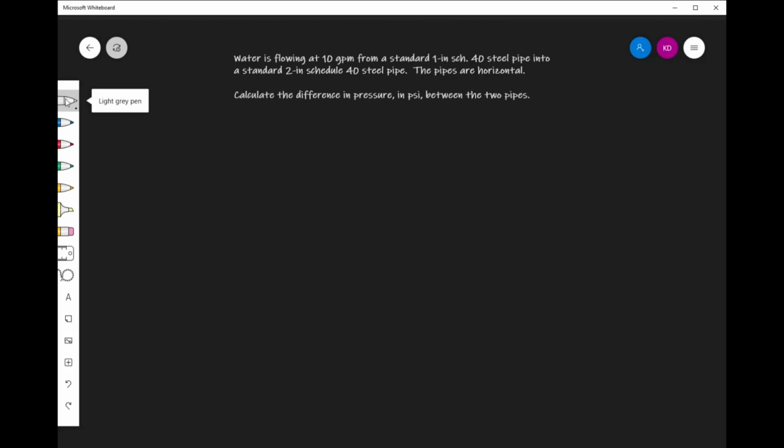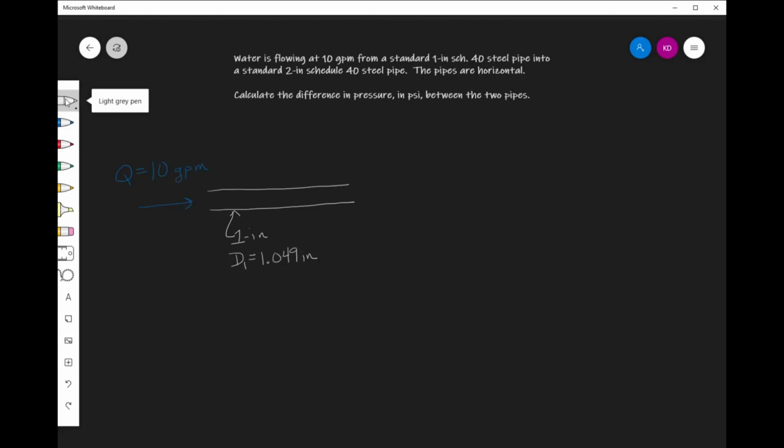So we have two horizontal pipes. We have a 1-inch pipe, which I'm going to draw here. This is a 1-inch Schedule 40, and the 1-inch is a nominal size. If you look it up in the table, link is below, the diameter of this 1-inch pipe is 1.049 inches. And the fluid, in this case water, is flowing at a volume flow rate Q of 10 gallons per minute.